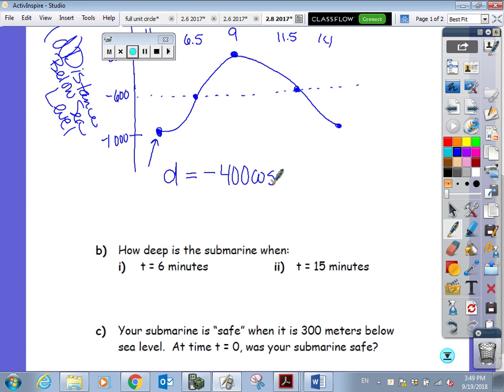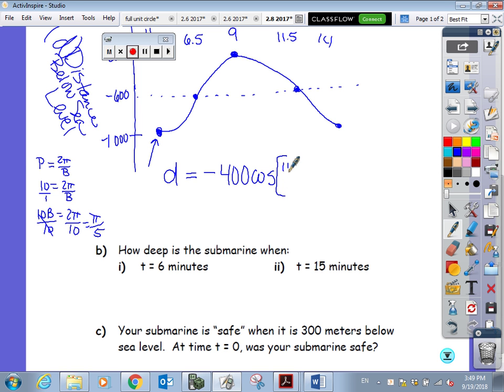cosine, and I need to find my B value. Well, my period is equal to 2 pi over B. I can get the period from this. From 4 to 14 was 10, so 10 equals 2 pi over B. If I can't figure out what that is, cross multiply. 10b equals 2 pi, divide by 10. B equals, always simplify, pi over 5.